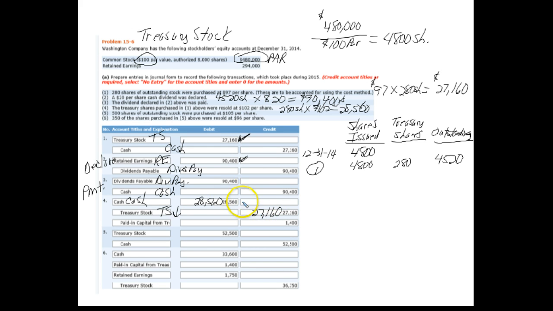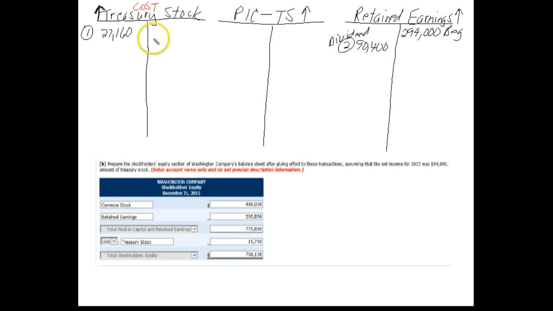And we can see there's some sort of gain here. But we don't record it as a gain because we're not selling an asset. So it's going to go into paid in capital from Treasury stock. So again, paid in capital for the Treasury stock, which is a contributed capital account. Okay, and let's go post that $27,160 and then also this $1,400 gain into the contributed capital, paid in capital account.